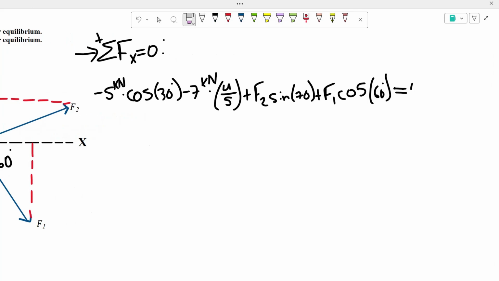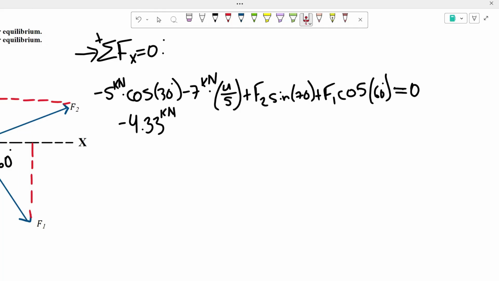So now that we wrote out our equilibrium equation, we're going to start inputting some things into our calculator so we could start simplifying things down. So negative 5 kilonewtons times cosine 30 degrees. Remember, your calculator has to be in degrees and not in radians, because if it's in radians, you will get a different answer, and that will mess up your overall answer in the end. So if we were to plug this into the calculator, we would get negative 4.33 kilonewtons.